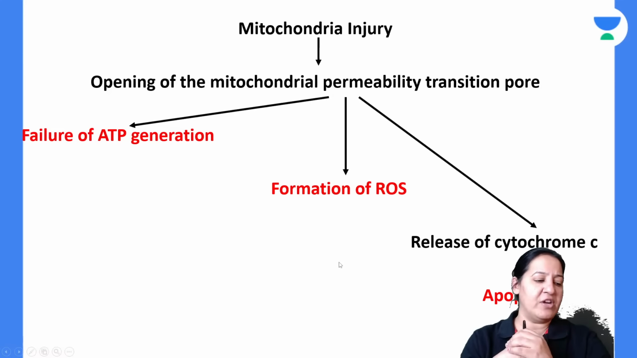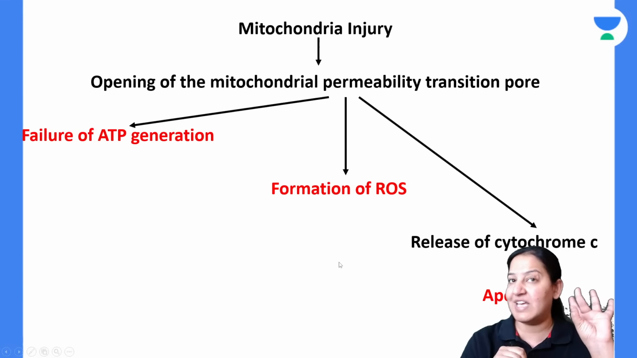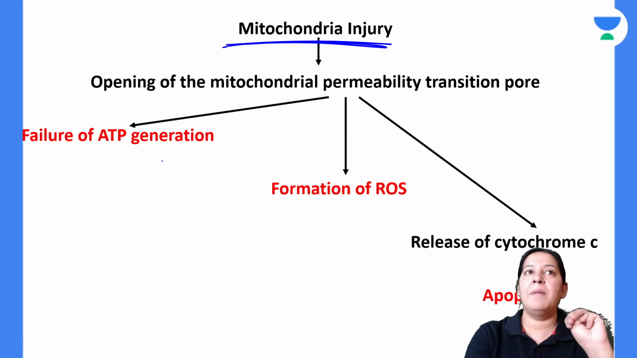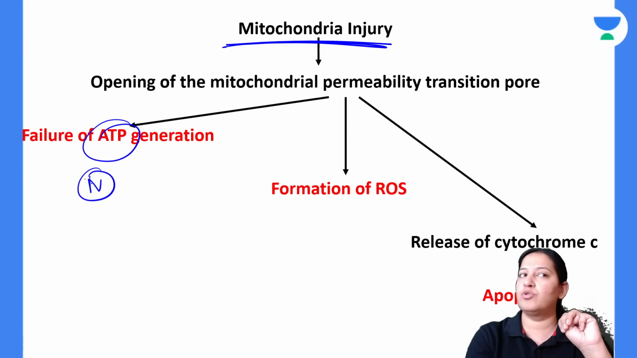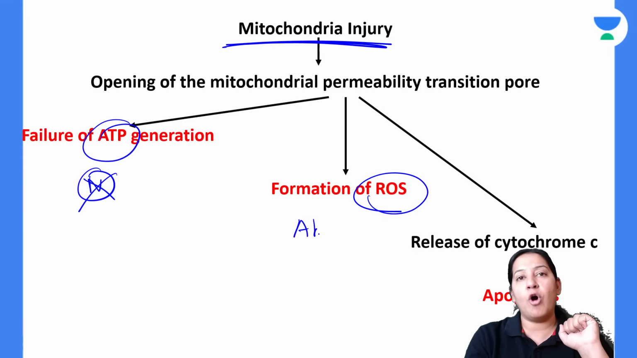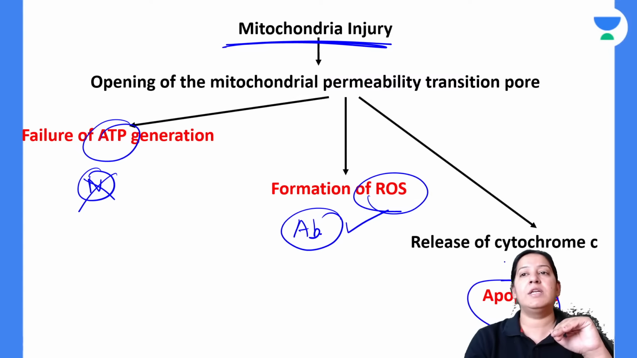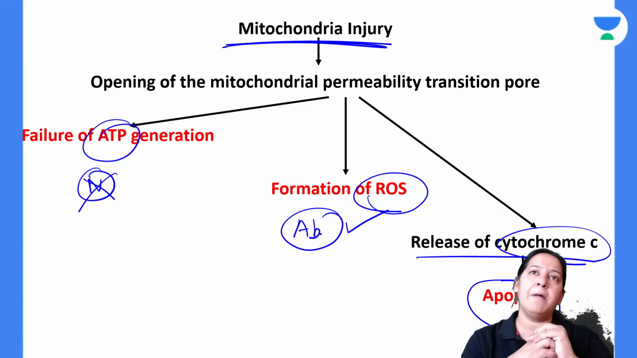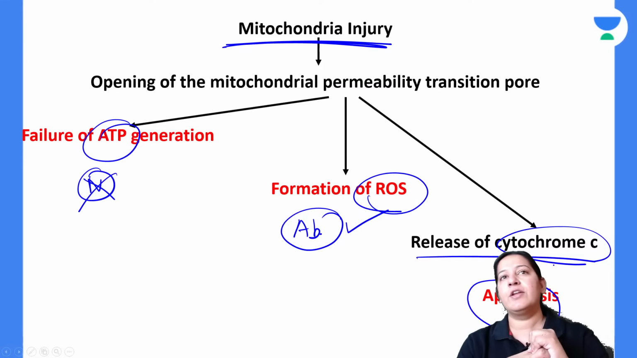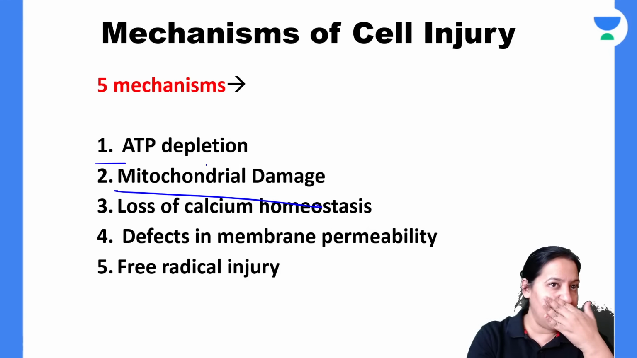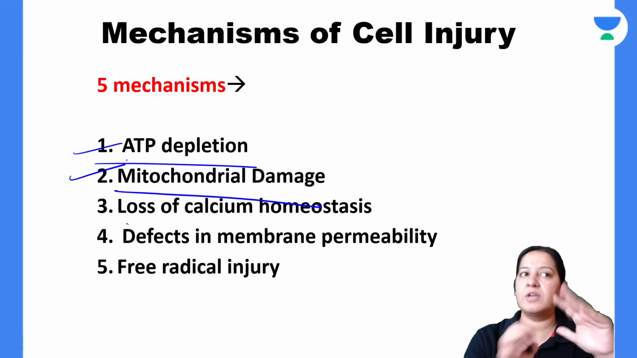So this is the summary in front of you of the second mechanism of cell injury. Mitochondrial injury will result in three things. Number one, ATP depletion, because normal oxidative phosphorylation does not take place. Number two, formation of ROS, because abnormal oxidative phosphorylation takes place. And number three, apoptosis, due to leakage of cytochrome C in the cytoplasm. Everyone give me a thumbs up. So this is the summary of the second mechanism. Let me revise the two mechanisms, then I will come to the third mechanism.